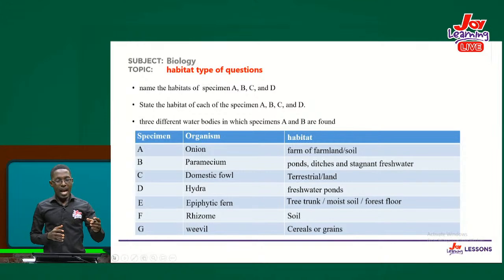Now watch how they ask the question. Name the habitat. State the habitat. The other one, state three different water bodies in which specimen A and B are found. They are still talking about habitat.